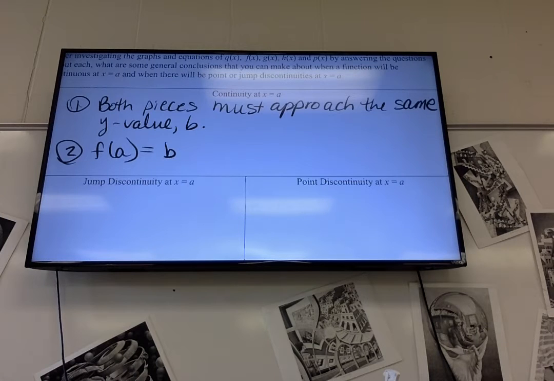So all the ones that we did were not continuous, because even if they approached the same number, there was still a hole there because it wasn't the same value. There either wasn't a value or it was a totally different number.